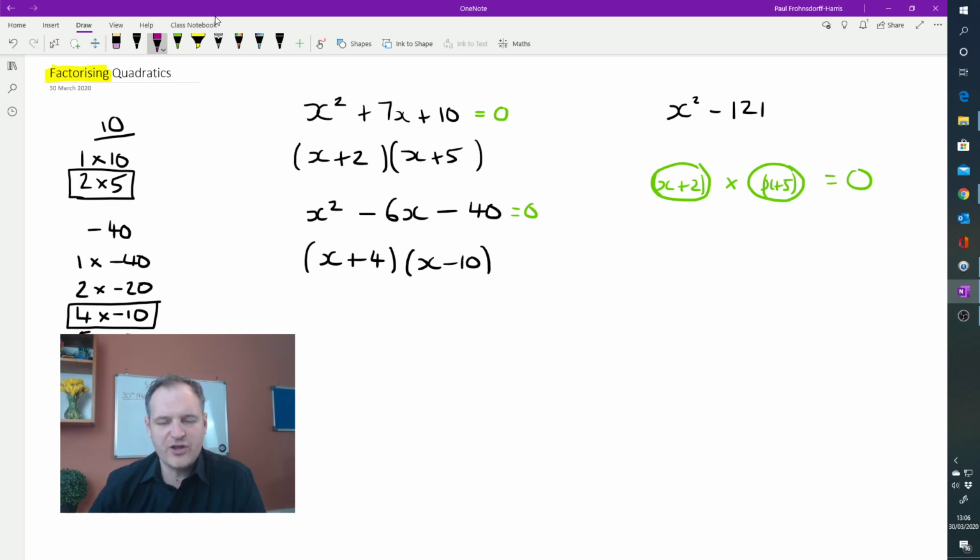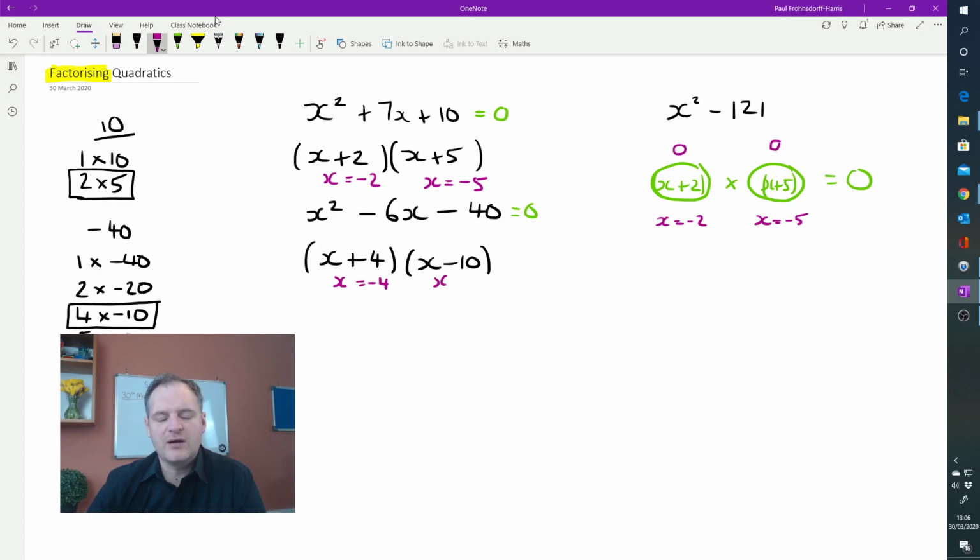Which means the only way we can make this bracket 0 is if x is minus 2, because minus 2 add 2 is 0. The only way we can make this one 0 is if x is minus 5. And when they're single numbers like this, until later, it will suffice for you just to go, it's the opposite of what's in the bracket. However, when we get onto the harder ones, we will see that's not the case.